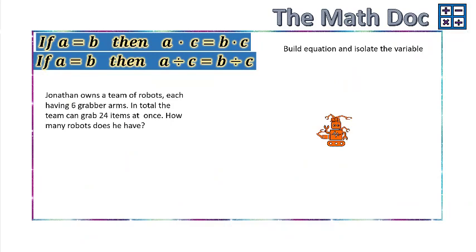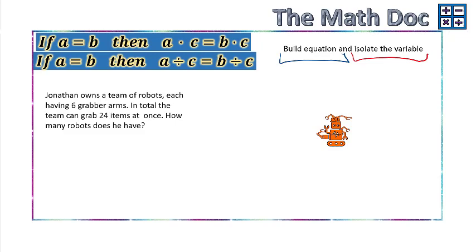So in our first example here, the first word problem, I want to remind you what we're going to do is we're going to take the word problem, we are going to build an equation, and then we are going to isolate the variable. So we have two steps. We first build the equation, and then we isolate the variable in order to solve for that variable.